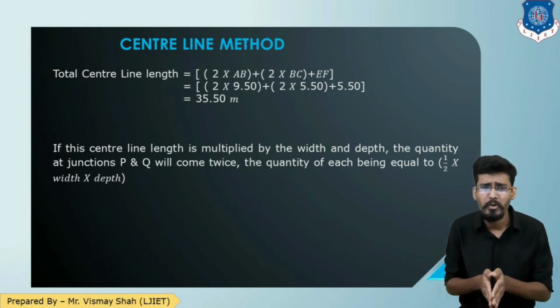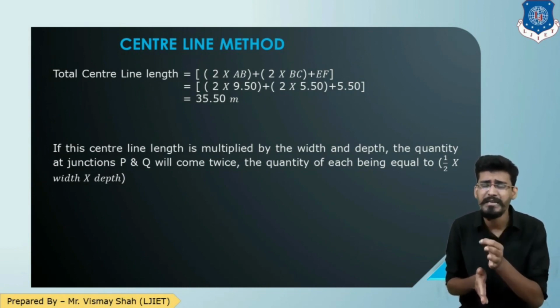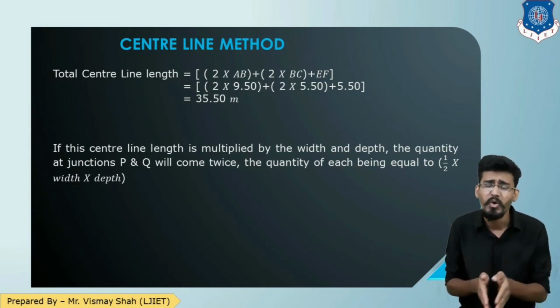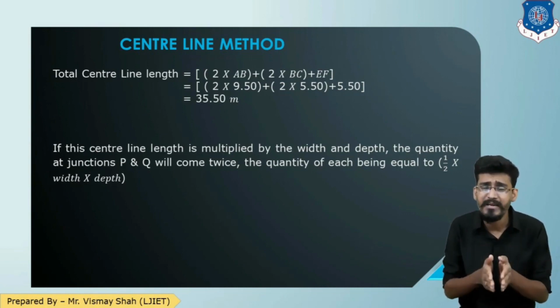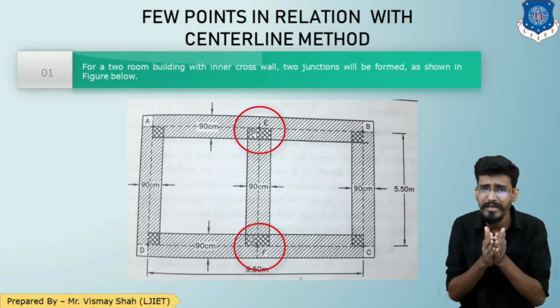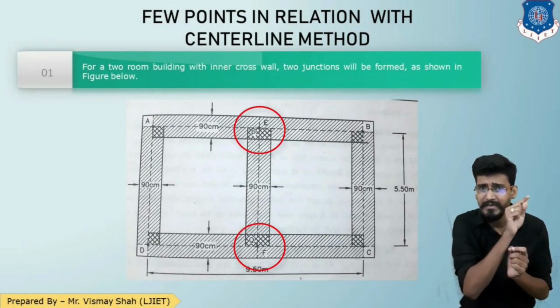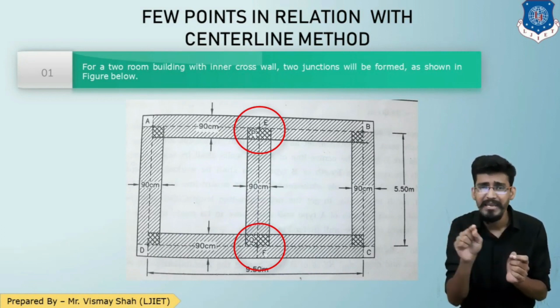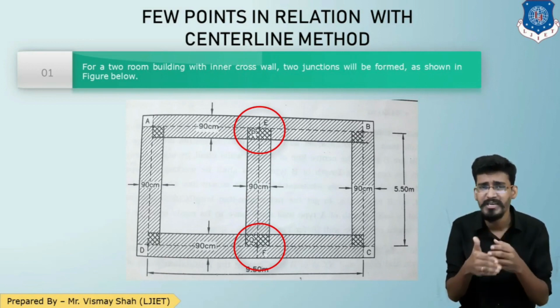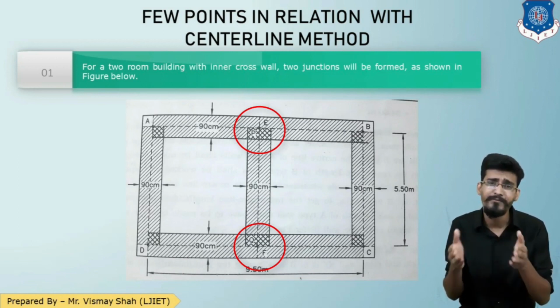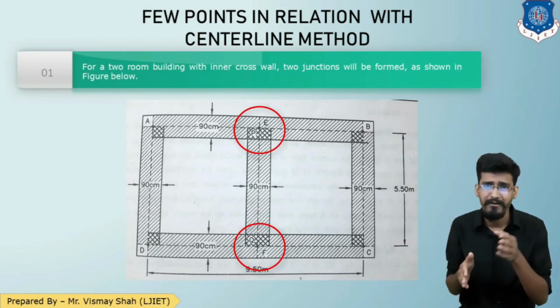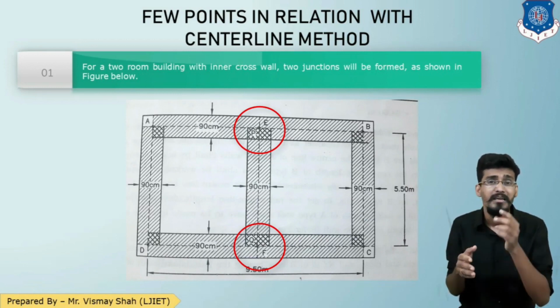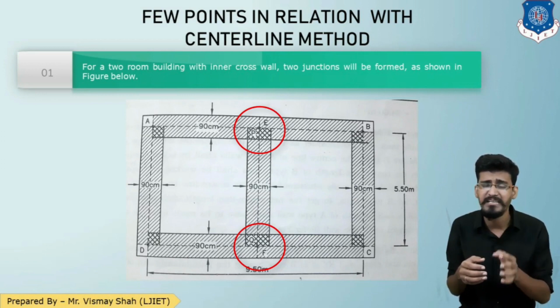Now in this scenario, if the total centerline length is multiplied with the breadth and height, the quantity at junctions P and Q will come twice. So we need to deduct it. Let us see the figure again. As you can see very closely, P and Q lie on the centerline of wall AB and the centerline of EF. P is calculated twice, it is double hatched, same as the case of Q. So if we calculate from the 35.5, this length into the height into width, point P and point Q will be calculated twice.